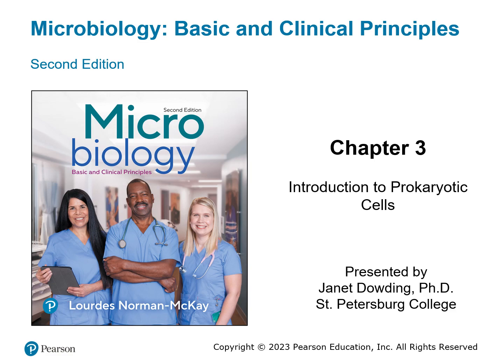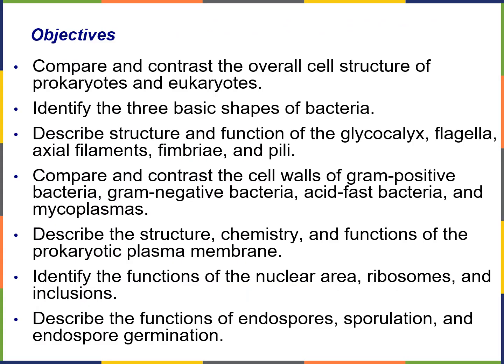We will be talking about the anatomy, what makes up a prokaryote, the different features that a prokaryotic cell will have. We're going to talk about the cell wall. We're going to talk about the plasma membrane. We're going to talk more about Gram stains and acid-fast stains and how they work based on the structure of the bacteria. We will close the chapter by talking about endospores.